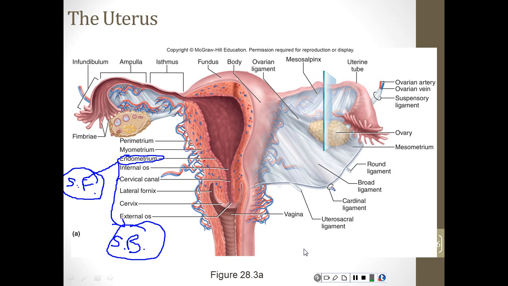Now, the broad ligament has two parts: the mesosalpinx, which you see here, and our mesometrium. These are the two parts of the broad ligament. This is the broad ligament I was referring to before. There are two parts: the mesosalpinx and the mesometrium.